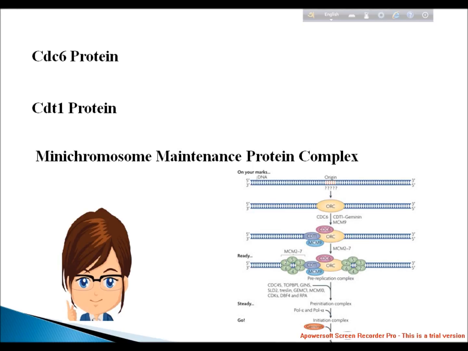Now I come to the mini chromosome maintenance protein complex. The MCM proteins function together as a complex in the cell. The assembly of the MCM proteins onto chromatin requires the coordinated function of the origin recognition complex ORC, CDC6 and CDT1. Once the MCM proteins have been loaded onto the chromatin, ORC and CDC6 can be removed from the chromatin without preventing subsequent DNA replication. This suggests that the primary role of the pre-replication complex is to correctly load the MCM proteins.